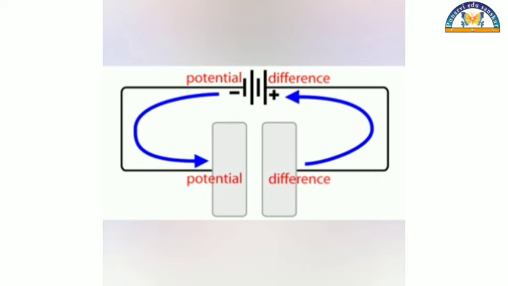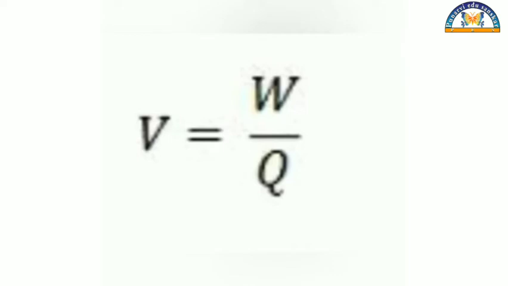When a body is charged to a different electric potential as compared to the other charged body, the two bodies are said to have a potential difference. The SI unit of potential difference is volt. Potential difference is given by the formula V is equal to W by Q. Now let us learn to define 1 volt of potential difference.